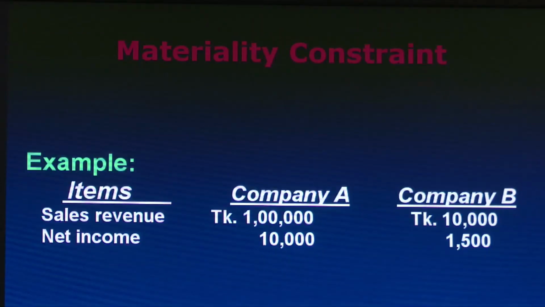Suppose the company A enjoys a profit of taka 10,000 from the sales of taka 1 lakh, whereas the company B enjoys a profit of taka 1,500 from the sales of taka 10,000. Apparently, it seems that the net profit amount in absolute amount of company A is more than that of company B, and it is more significant, but in terms of percentage, because the company A enjoys a profit of 10%, whereas company B makes profit 15% with regard to its sales. So, the net income figure of company B is more material.